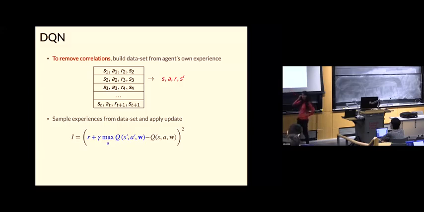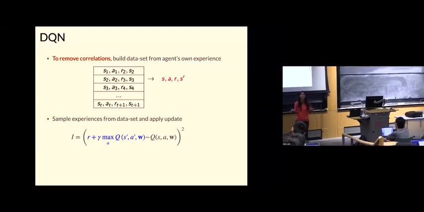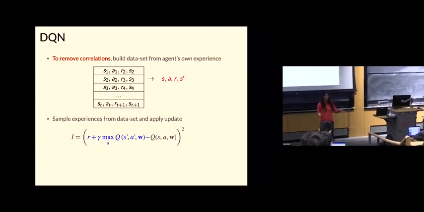Yeah, so all the subscripts under max need to be A prime. So I'll fix this typo in the slides, okay? Now, we're not going to be using the same parameters W to form both the targets and to also update. We're going to have two separate networks, all right? Two separate Ws, W minus and W.